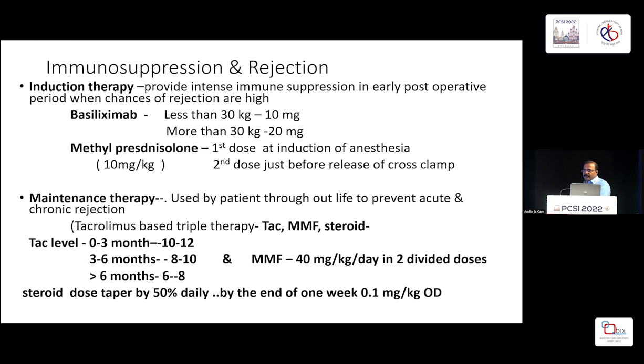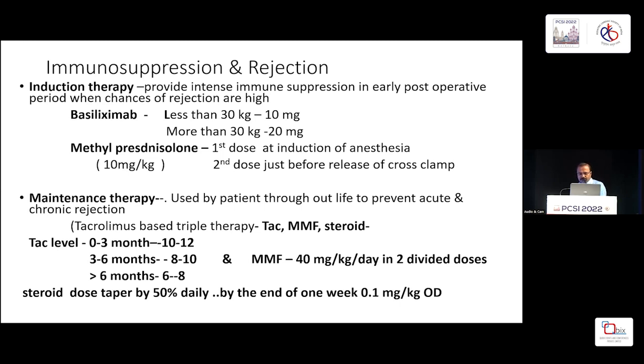Maintenance therapy is a tacrolimus-based maintenance therapy. We use tacrolimus, mycophenolate, and steroid. For tacrolimus in the initial period, as the chances of rejection are high, we maintain a little higher TAC level. In the first 3 months, it is 10 to 12; at 3 to 6 months, 8 to 10; and beyond 6 months, 6 to 8. This is the trough TAC level we maintain.